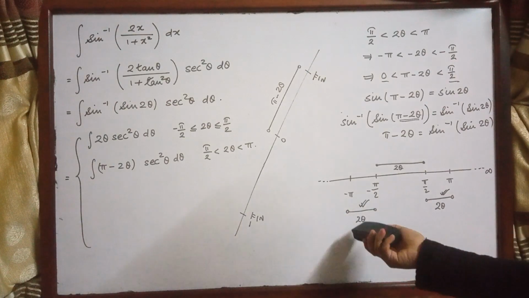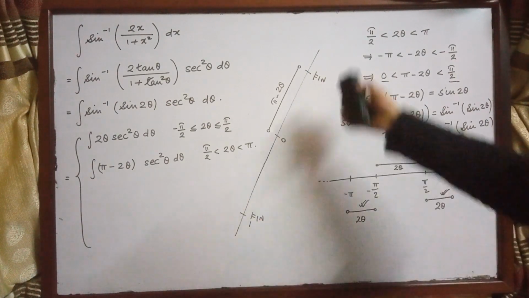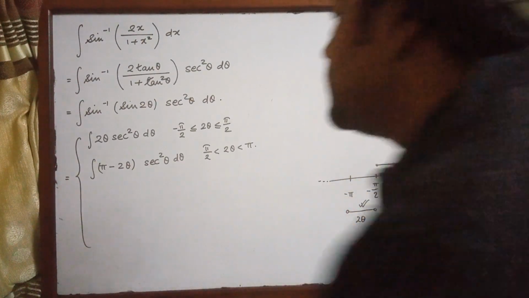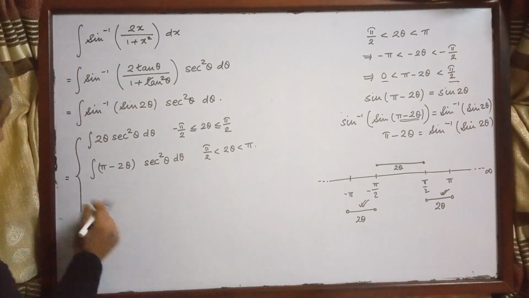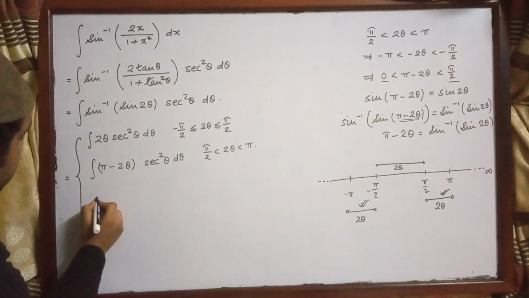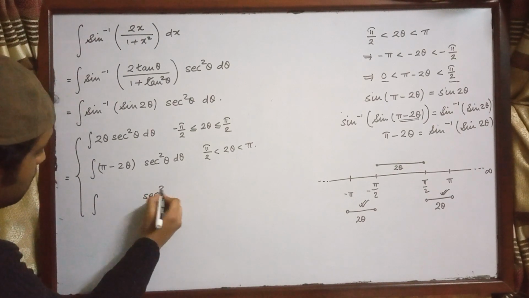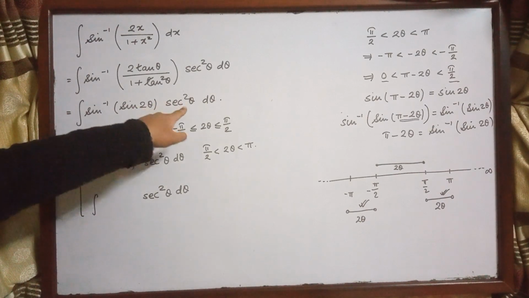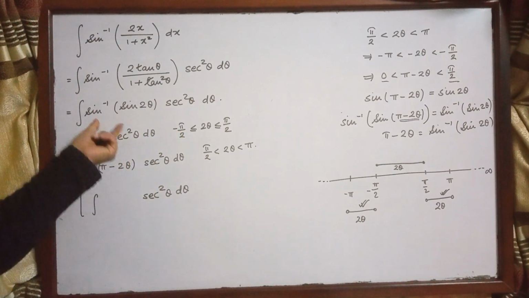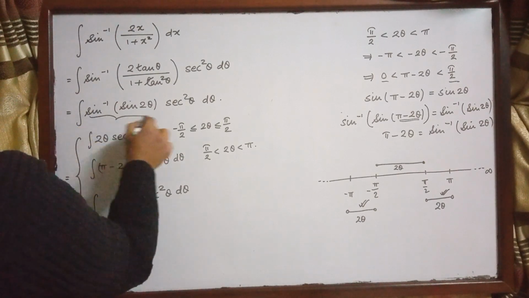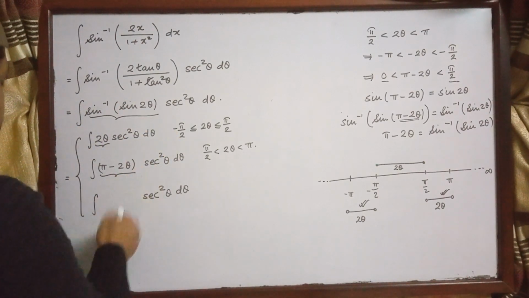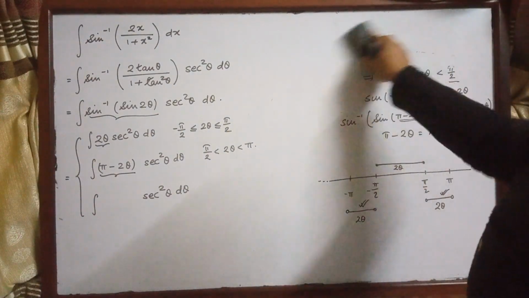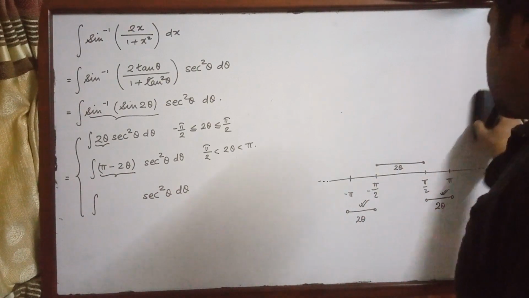Now, what if we have this condition? Obviously we're going to have sec square theta d theta because that won't change. Only the value of this thing will change. This thing will give this, and we'll get something over here. Now let's look at the other condition.